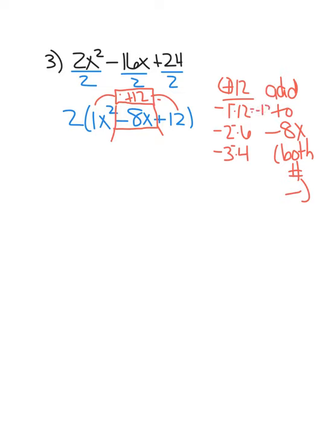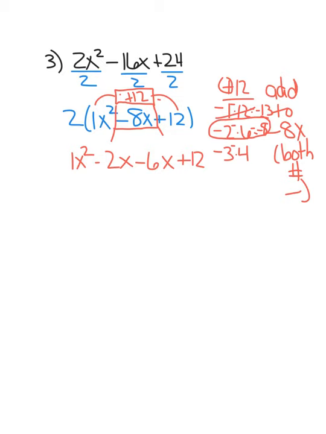So this would be negative 1 plus negative 12, which is negative 13. That does not work. Negative 2 plus negative 6 is negative 8. That's what we wanted, right? So there's my factor pairs. So I'm going to rewrite what's in parentheses: 1x squared minus 2x minus 6x plus 12.